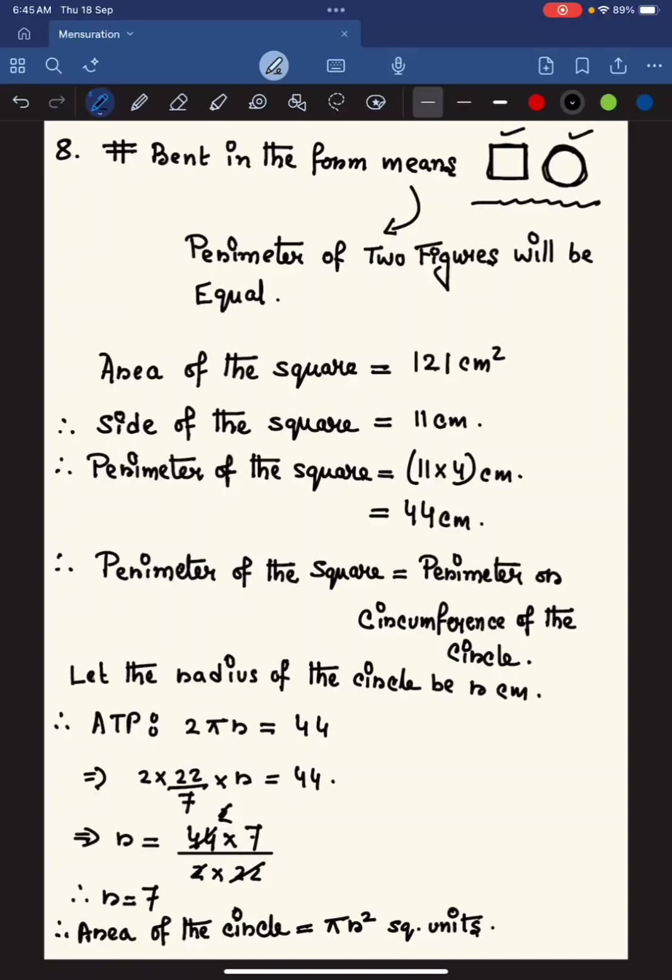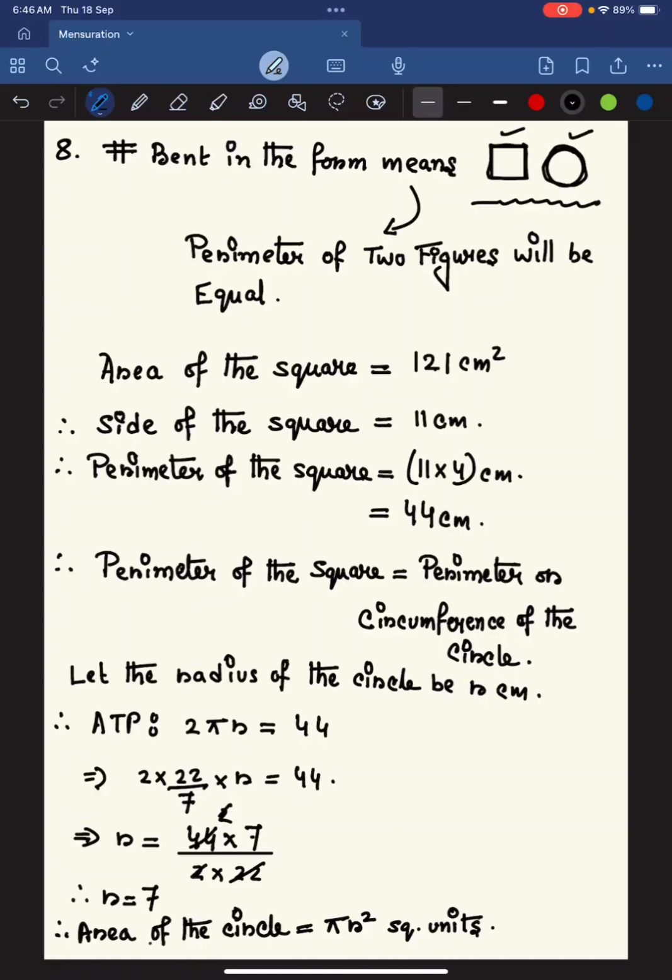So let the radius of the circle be r centimeter. Therefore 2 pi r equals 44. 2 pi r means the circumference of the circle, which implies 2 into 22 by 7 into r equals 44, which implies r equals 44 into 7 divided by 2 into 22. So this becomes 7.